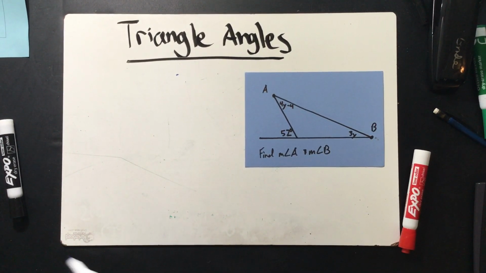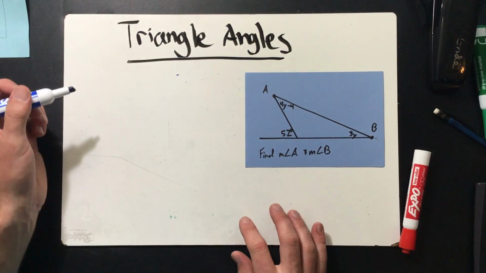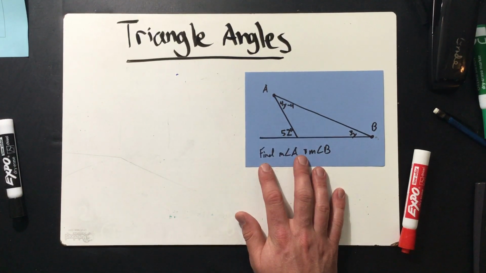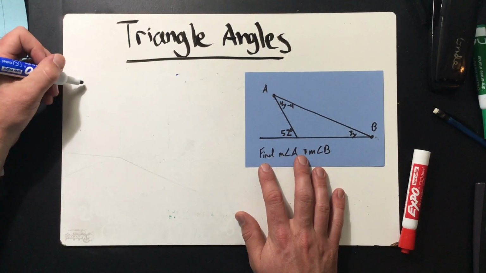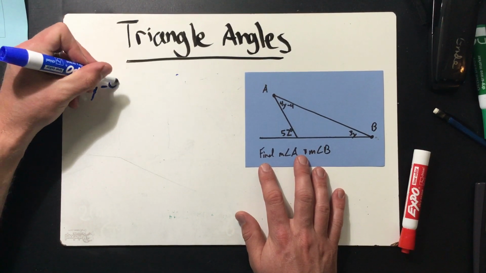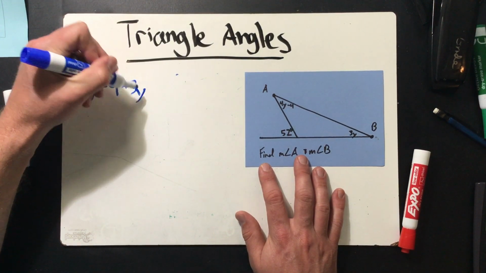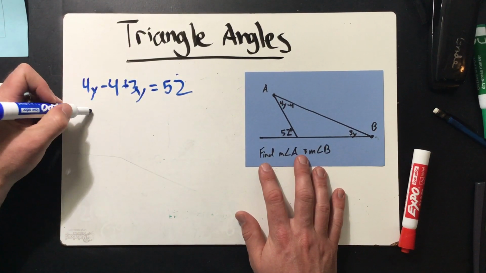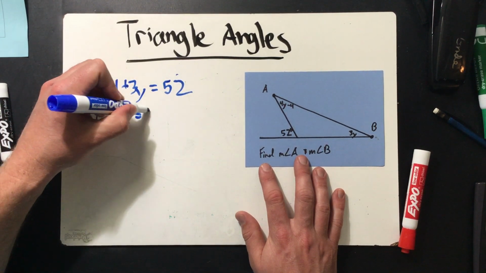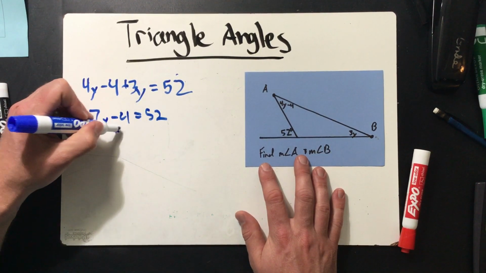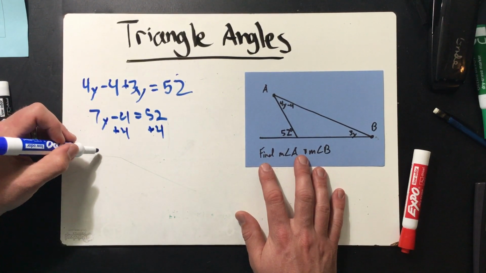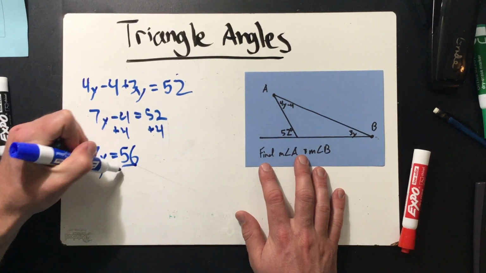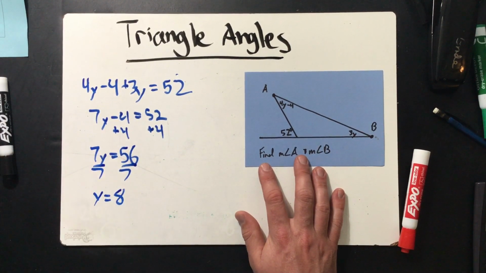We want to find the measure of angle A and measure of angle B. So what we know is that these two have to equal that due to the exterior angle theorem. So what I can do is go 4y minus 4 plus 3y is equal to 52. So I will have 7y minus 4 is equal to 52. Add 4 to both sides. And then I have 7y is equal to 56. Divide by 7. y is going to equal 8.